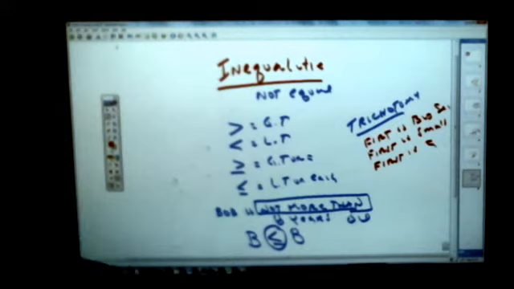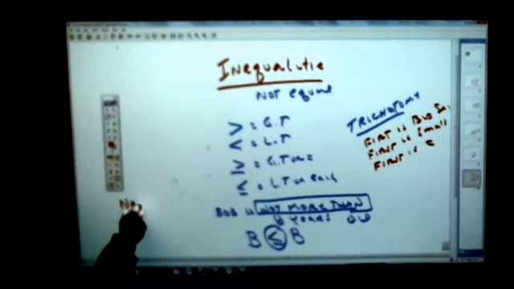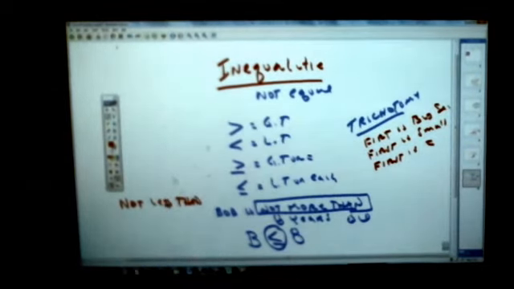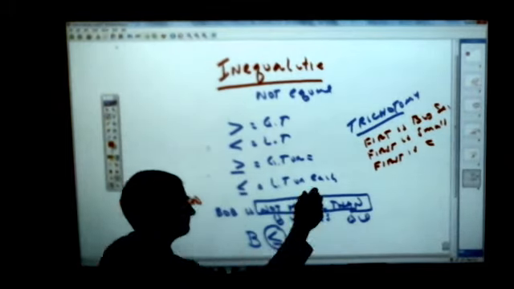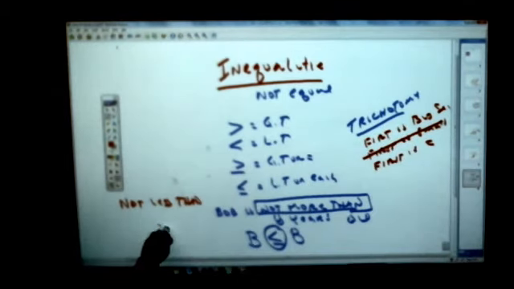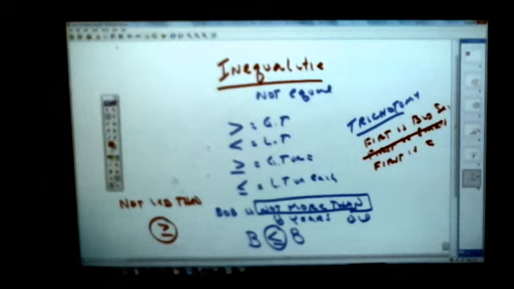Let me give you another example. What if it was not less than? If something is not less than, what would it be? It's not less than, so it has to be bigger than or equal to. Not less than is the same thing as greater than or equal to.